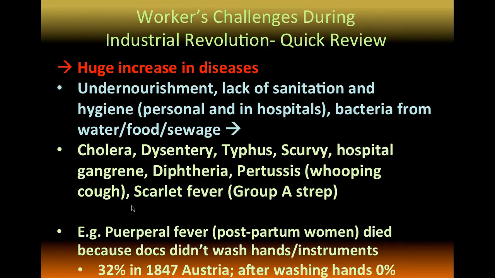Another example is called puerperal fever, and this happened to women after they gave birth to babies. Huge percentages died because doctors did not wash their hands or the instruments that they were working on. For example, in Vienna, Austria, in one hospital, 32% of women who gave birth died in 1847. And there was a Viennese physician, an Austrian physician named Semmelweis, who provided proof of the cause of this fever.